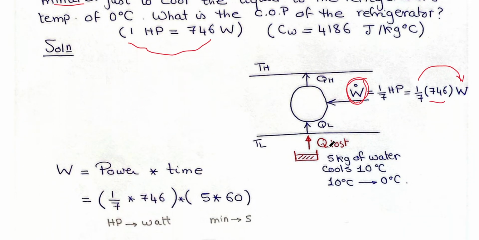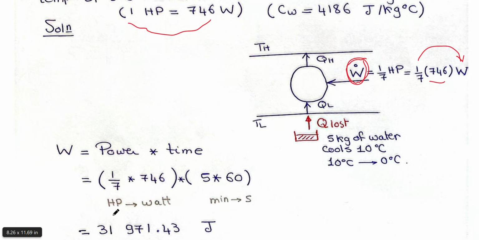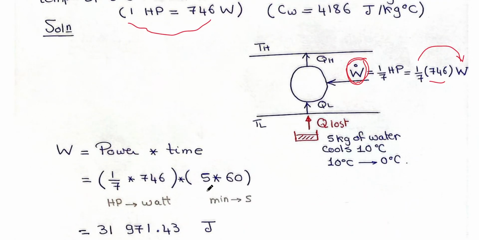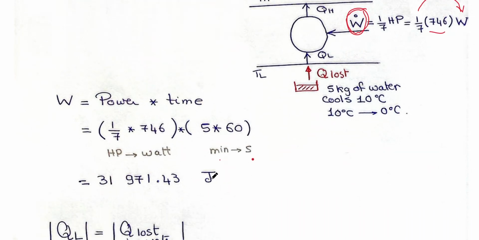First step, the work equals power multiplied by time. So it is 1 over 7 horsepower multiplied by 746 to convert it into watt. And it's running for 5 minutes, so 5 multiplied by 60 to convert from minutes to seconds. Watt second is the joule. Now we calculated the work of the compressor in joule.